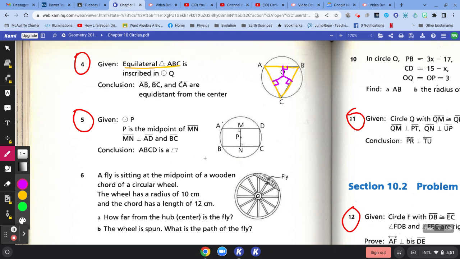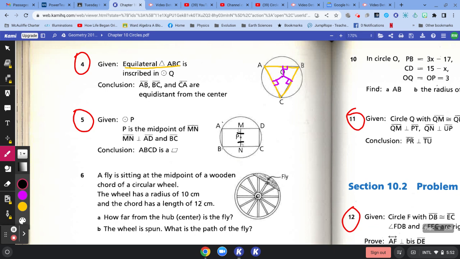And it would probably be useful to remind yourself what some of the ways are that you can prove a quadrilateral is a parallelogram. I'll pause the video and then come back. And now I'm going to assume you have paused the video and we'll talk about how to do this. All right, so I'm going to note that since P is the midpoint of MN, then we know that PM and PN are congruent. And that means that P is equidistant to AD and BC, which are chords.